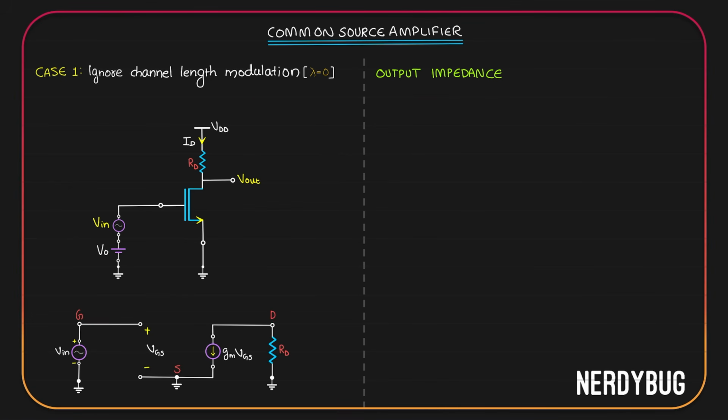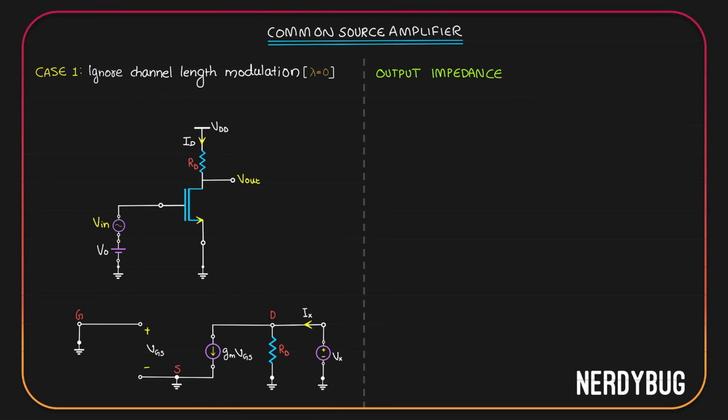Since we have a dependent source over here, first thing we have to do is shut down all the independent sources. The independent source we have is Vin. If we shut it down, gate will be directly grounded. Now, what we have to find out is the output impedance. So we have to apply a potential Vx over here at the drain from where we are finding the output and find the relation of Vx with Ix.